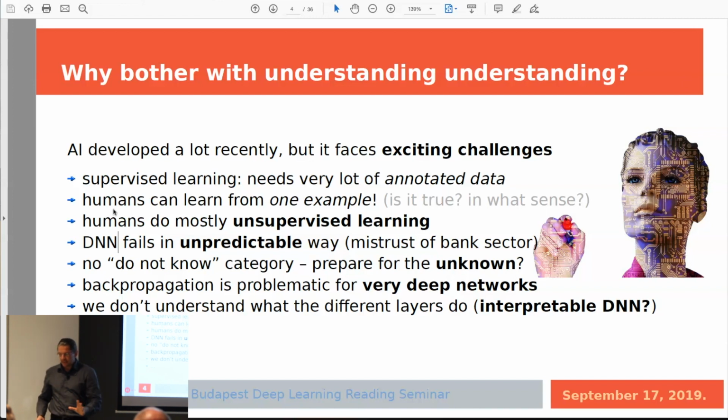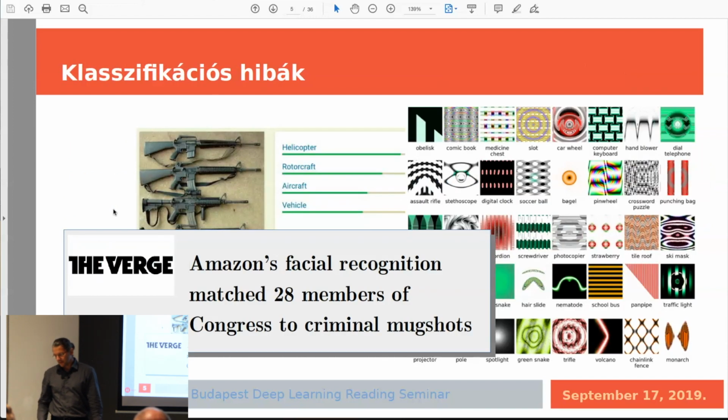So AI and deep learning really face exciting challenges. Okay, I didn't make it in English, but anyhow, these are the classification errors. I've collected some of them, which show very nicely that there are still a lot of things to do.